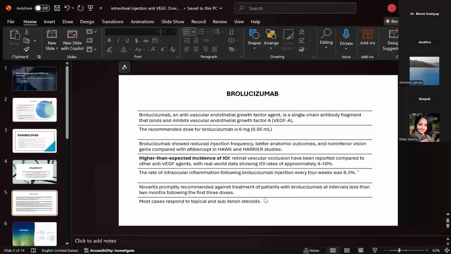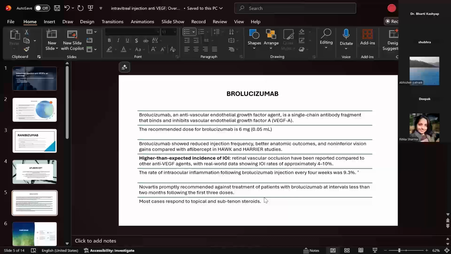Brolucizumab has a very good drying effect. So it was compared with aflibercept in the HAWK and HARRIER studies, and non-inferior vision gains were noted. The only important side effect that brolucizumab has shown, and is a reason for concern, is the higher than expected incidence of intraocular inflammation. So retinal vascular occlusions and vasculitis have been reported in a much higher incidence than with the other anti-VEGF agents.